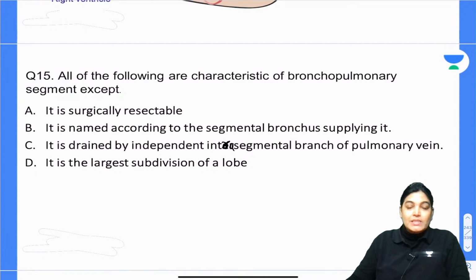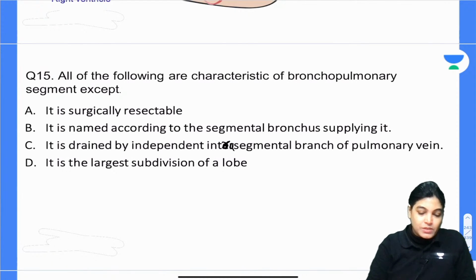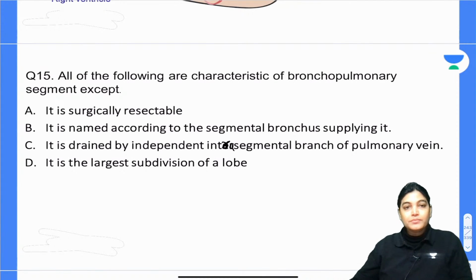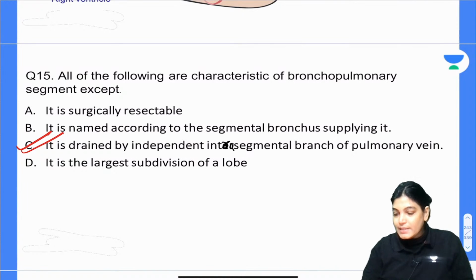So you have to tell me which is the incorrect statement about the bronchopulmonary segment. We have 4 options. So here my dear aspirants, we have C as the incorrect answer. So why is C the incorrect answer? Okay, C is the incorrect answer.